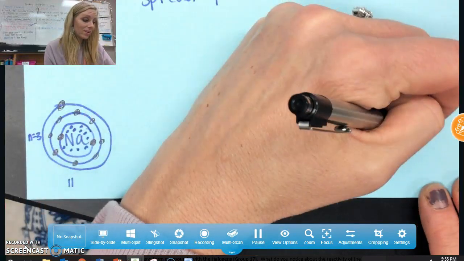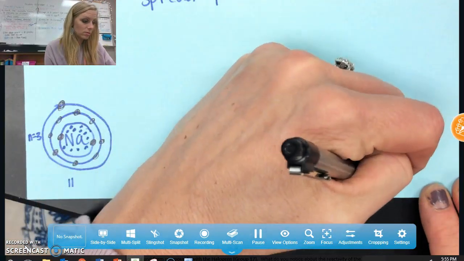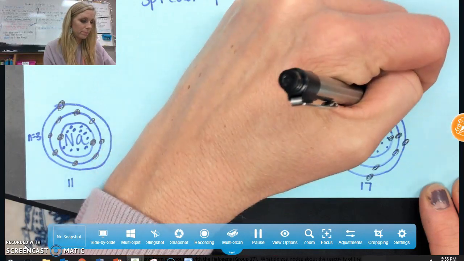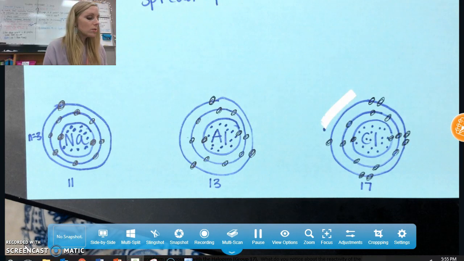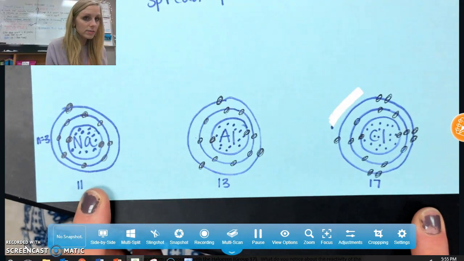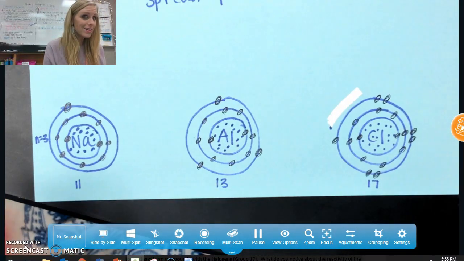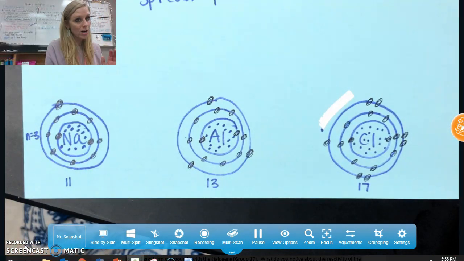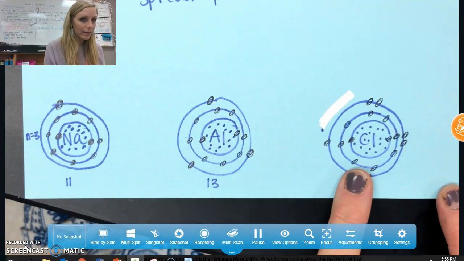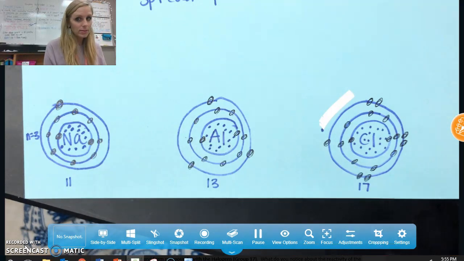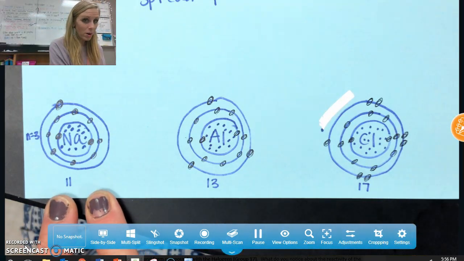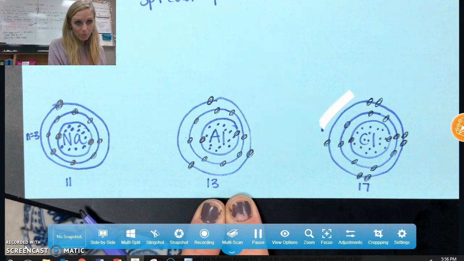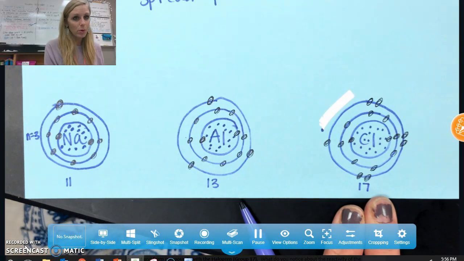He has 7 valence electrons. Okay, so they're all about the same size, right? So technically you would think they would have the same Coulombic attraction. But what are you adding in each of these nuclei that's going to affect the force of attraction between the protons and the neutrons? You have 11 positive particles, 13 positive particles, and 17 positive particles.